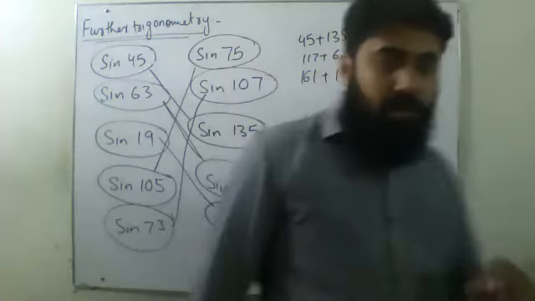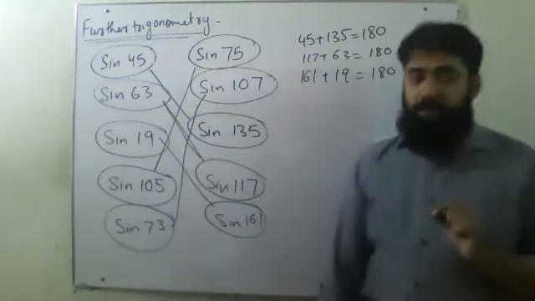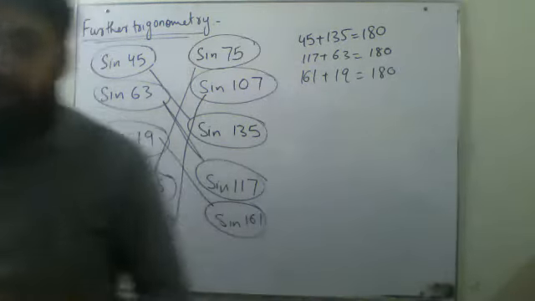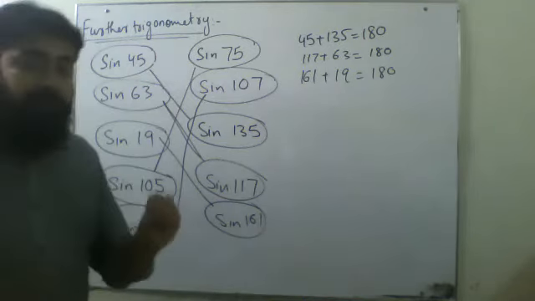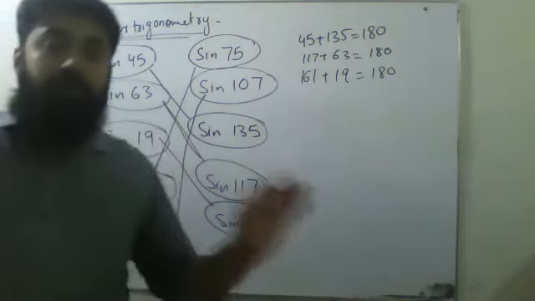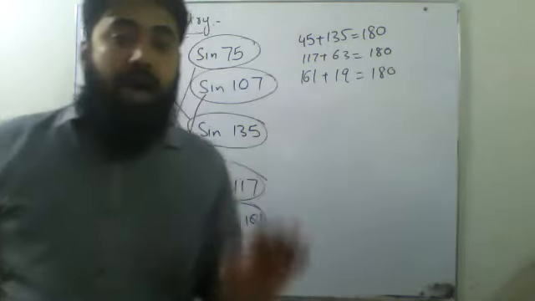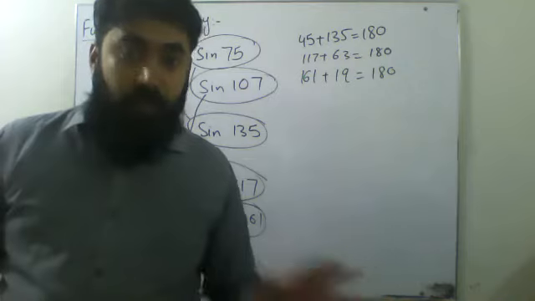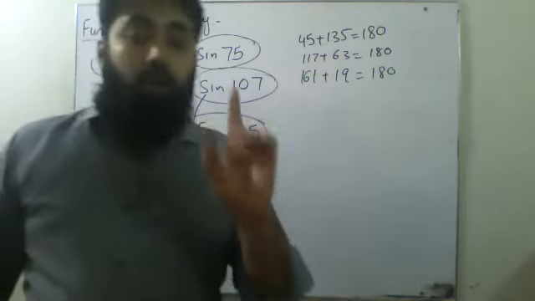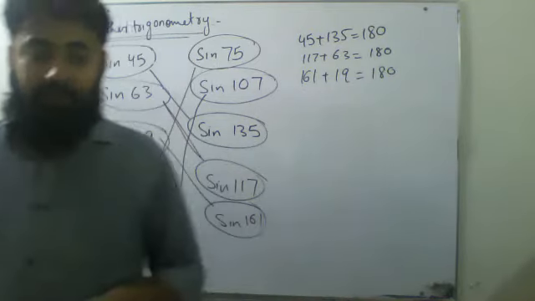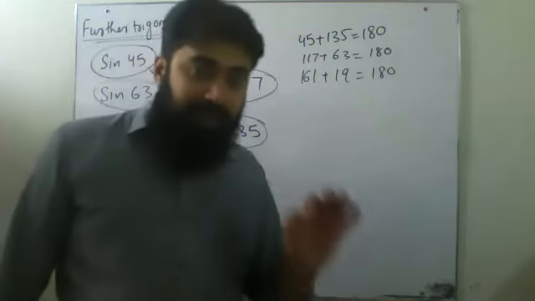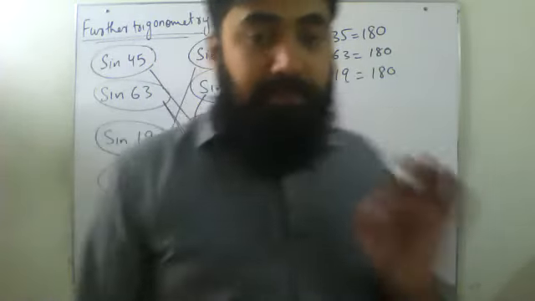Then I can give you a statement over here. The statement says that the sines of two supplementary angles are always equal. What are supplementary angles? The angles which make 180 degrees when we add them are called supplementary angles.